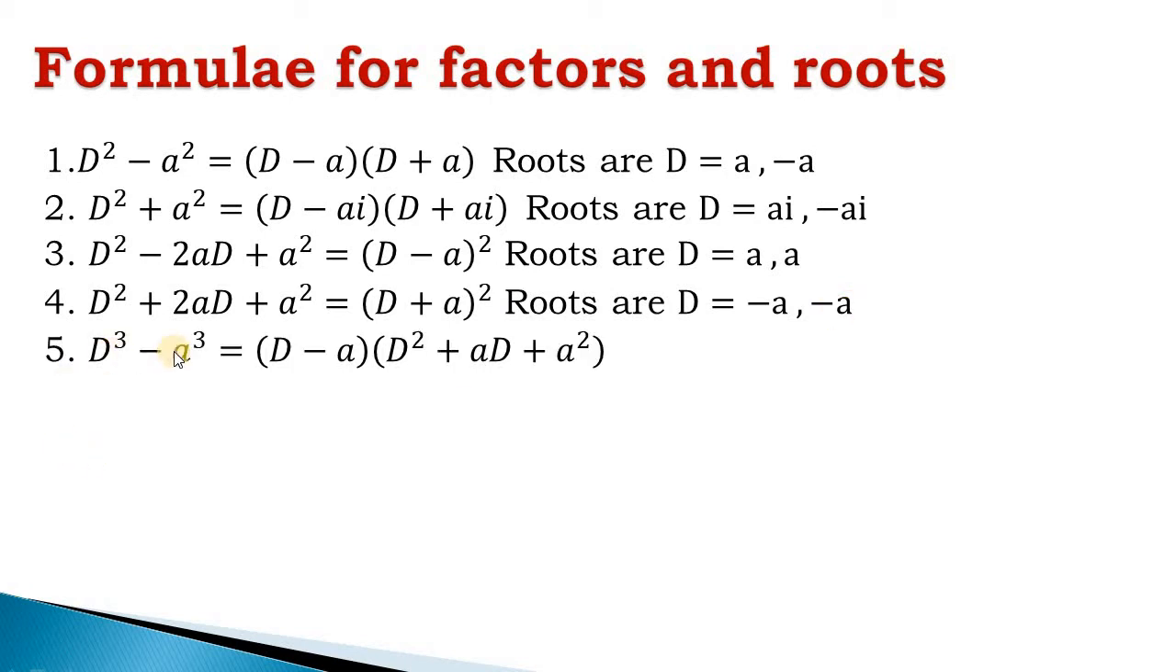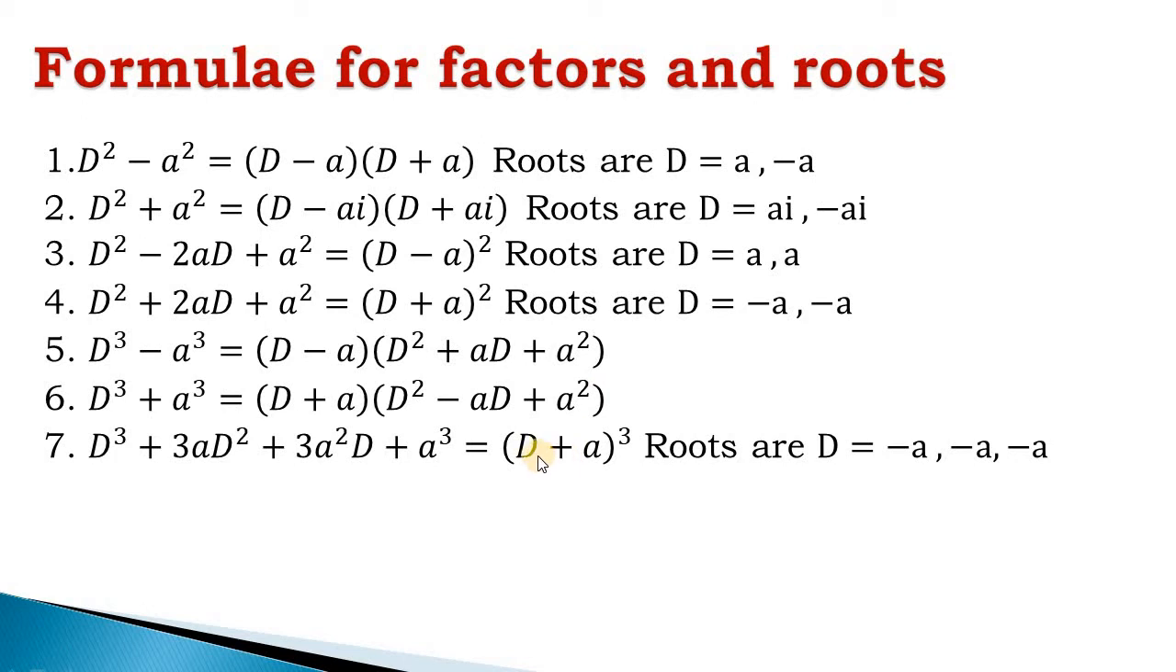Now d cube minus a cube, the factors of this are d minus a as the first factor, and the second quadratic factor is d square plus ad plus a square. Then d cube plus a cube, the first factor is d plus a, and the other factor is d square minus ad plus a square. Then the expansion of (d plus a) bracket cube is d cube plus 3ad square plus 3a square d plus a cube.